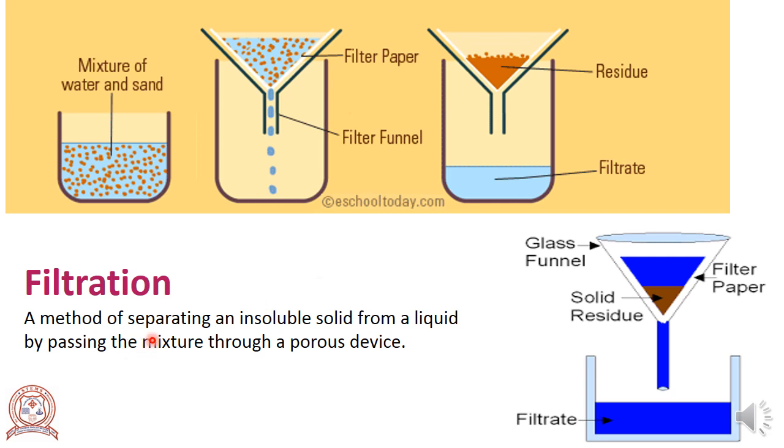Next one is filtration. It is another method of removing suspended impurities from a liquid. Filtration is a process by which an insoluble solid is removed from a liquid by allowing the liquid to pass through the filter paper or muslin cloth. A filter paper is a filter having very fine holes which allows water to flow but not sand or mud.